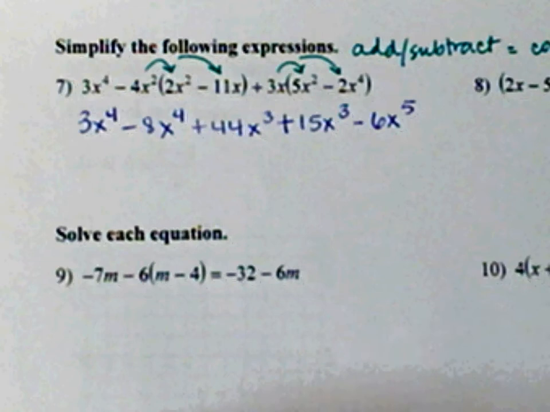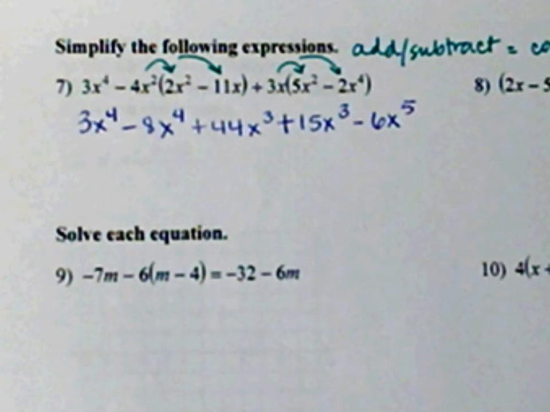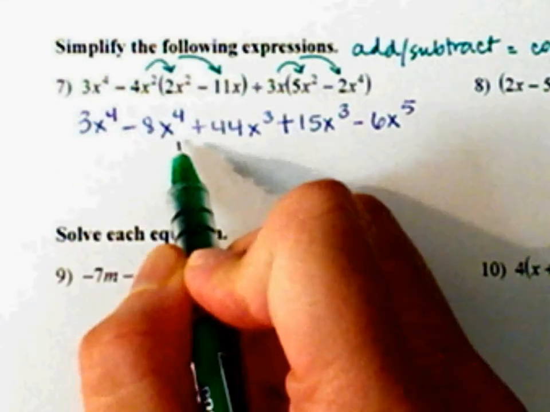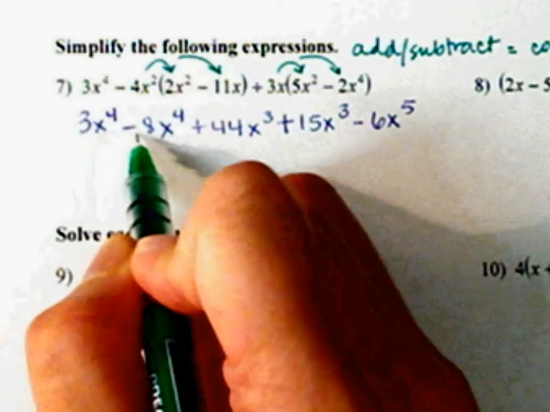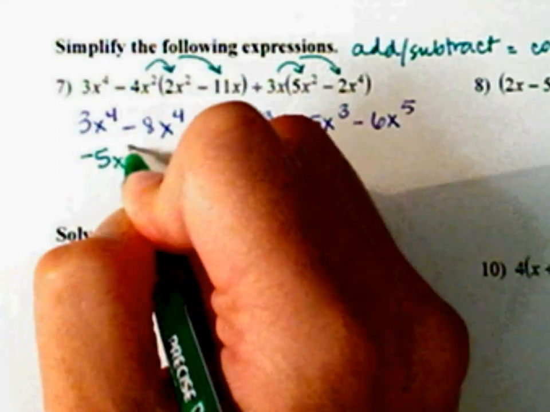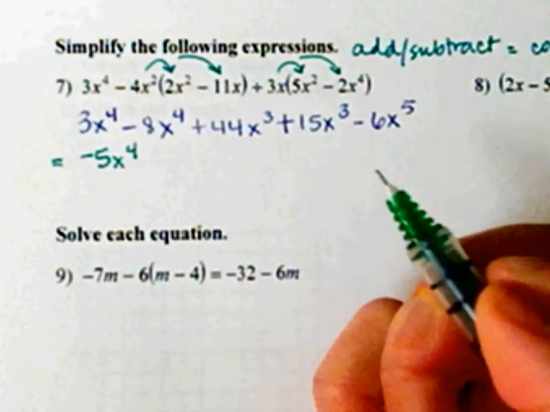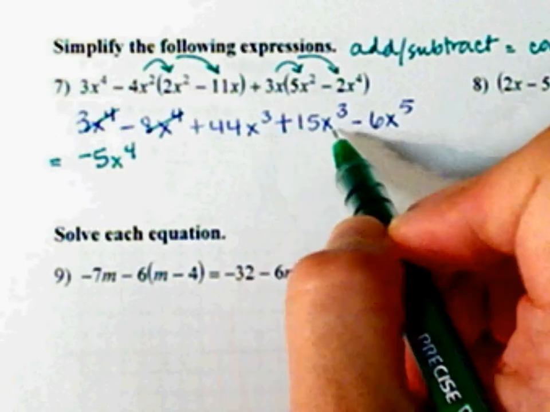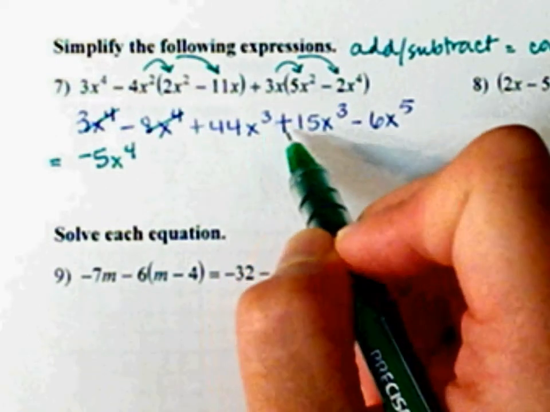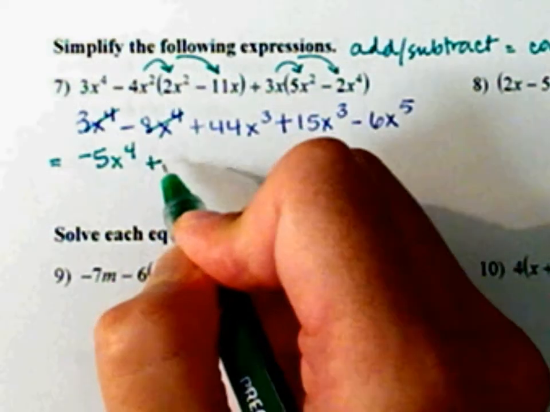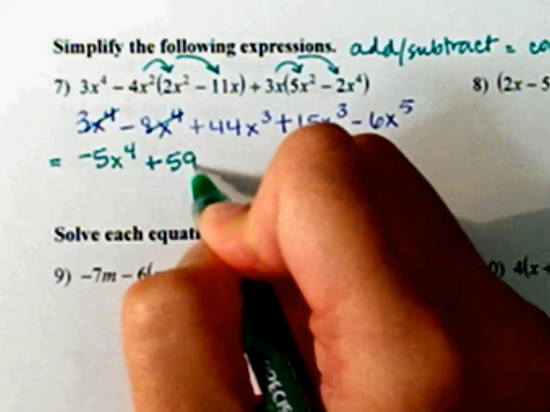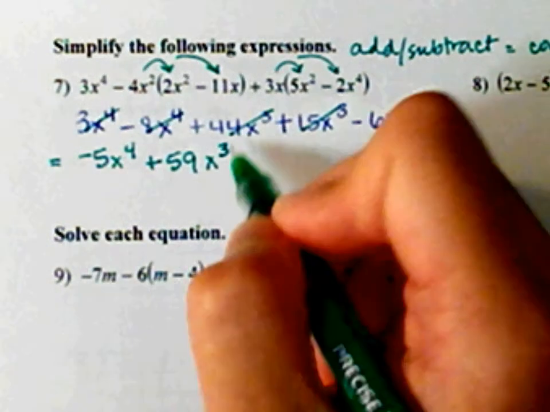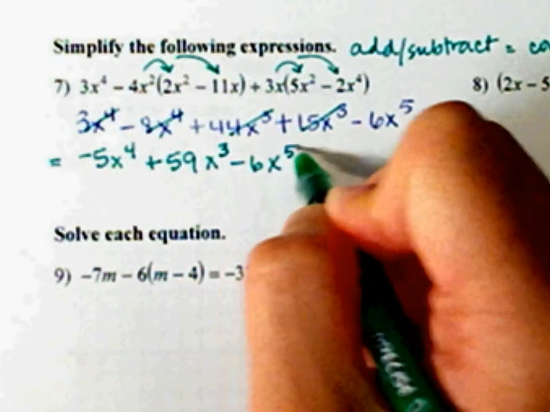Okay? And now you're going to combine your like terms. So you'll have x to the 4th, x to the 4th. These are alike. 3 minus 8 is negative 5x to the 4th. Okay. Mark it off as you're going along. X cubed and x cubed. 44x cubed plus 15x cubed is positive 59x to the 3rd. Okay. And all you have left is negative 6x to the 5th.